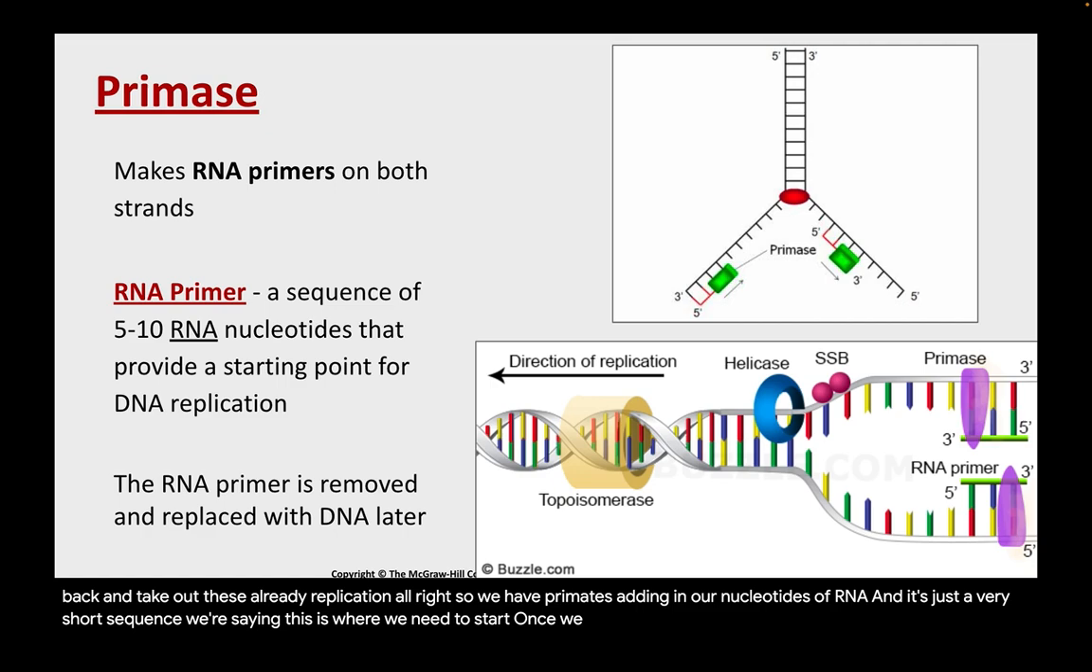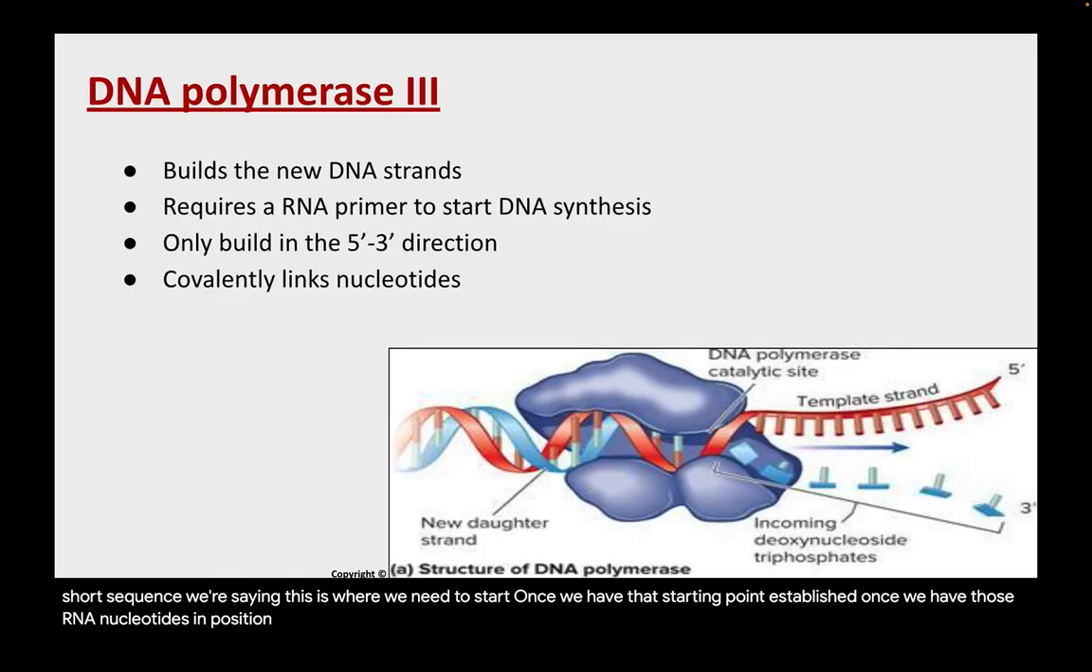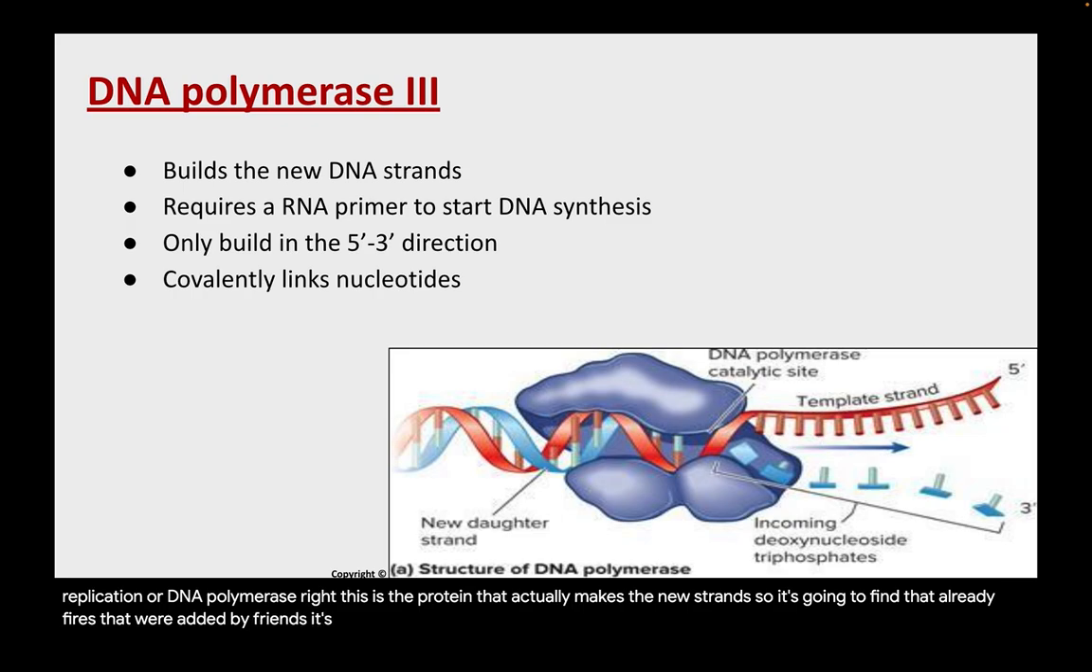Once we have that starting point established, once we have those RNA nucleotides in position, now comes the main protein, all right? This is the protein that does all the heavy lifting in DNA replication, our DNA polymerase 3, right? This is the protein that actually makes the new strands. So it's going to find the RNA primers that were added by primase. It's going to find that short sequence, and it's going to bind to that template strand.